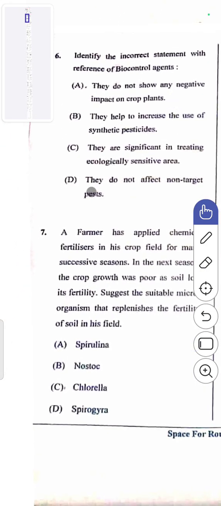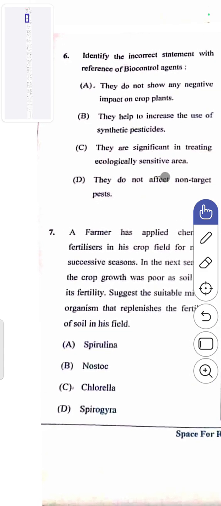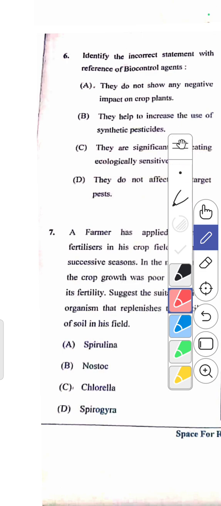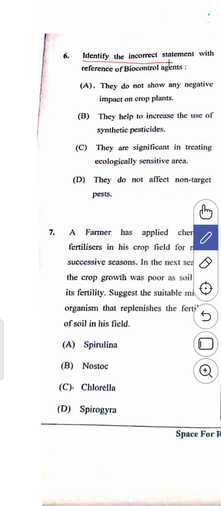So sixth question. Identify the incorrect statement with reference to biocontrol agents. So these biocontrol agents will be helpful to the nature and also to the crop field. They do not have any negative impact on the crop plants and also to the environment. So let's discuss this one.